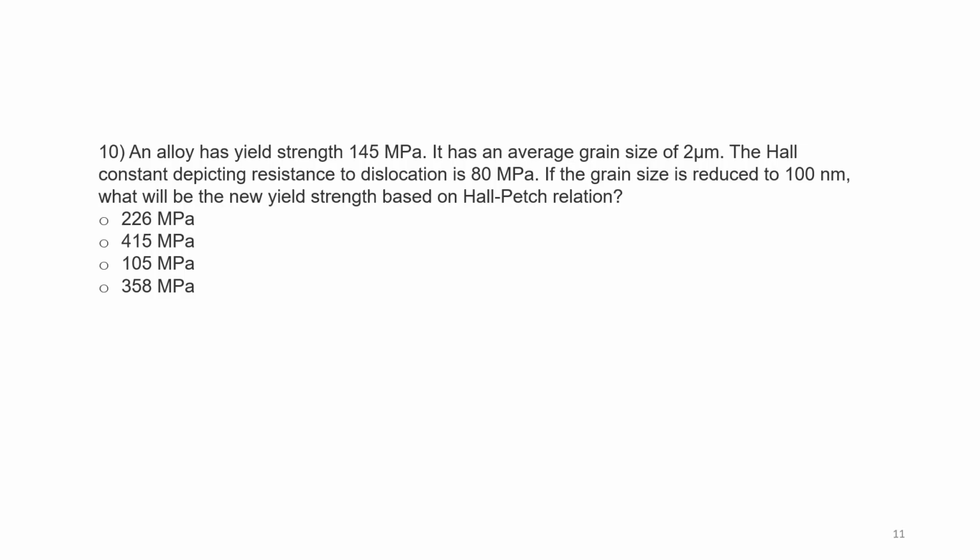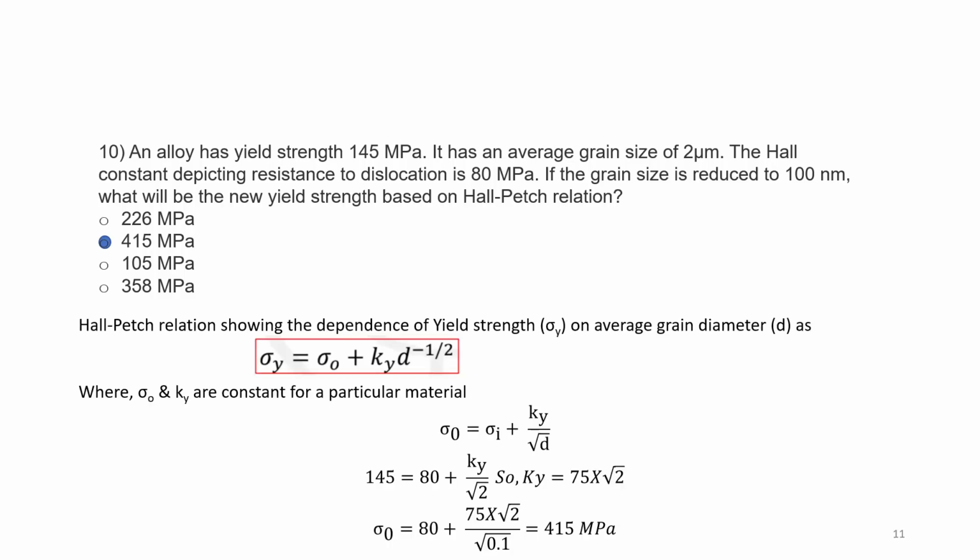Next, here you have to simply use the Hall-Petch relation: sigma y equals sigma naught plus ky divided by under root d. You are given all the things for one of the situations, so ky you have to find out. Then you put the ky value for 100 nanometer, and you will get the yield strength for that particular grain size. This relation is not applicable below 10 nanometer.